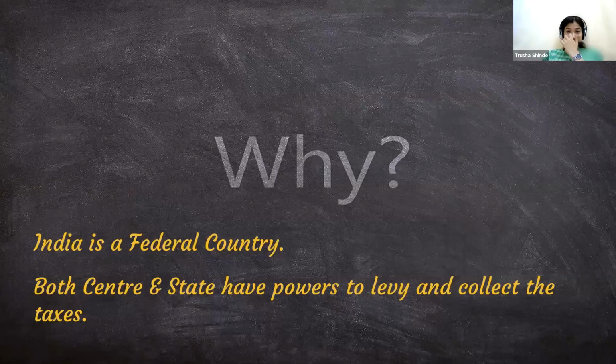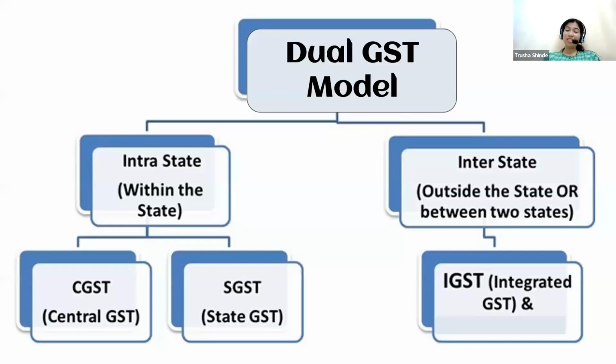So, the dual GST model. Since the word itself says, there are two models, dual. Dual is about your intra and inter part. What exactly is intra? Intra is within your state. For example, if you're selling goods from Mumbai to Pune, it is called intra-state supplies. If you are selling goods from Mumbai to Delhi, then it is called interstate supplies.